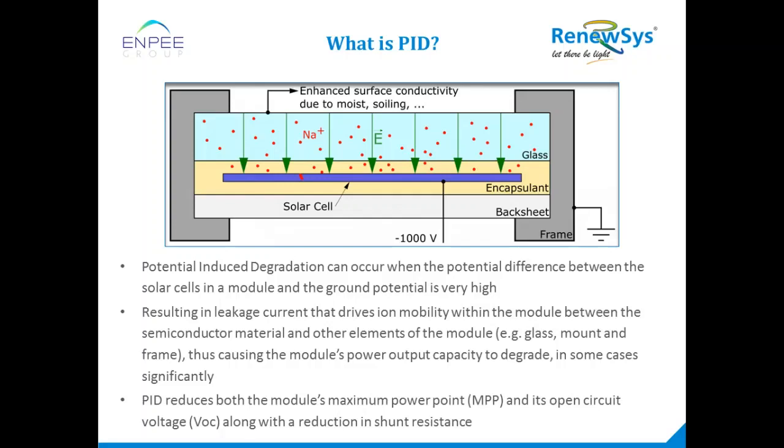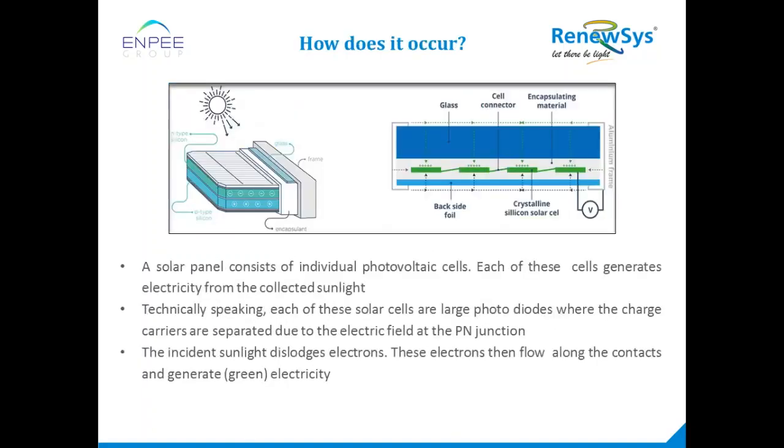So because of the strong fields between the cell and the frame, which is connected to the ground, after a certain level, if proper dielectric strength is not provided, a leakage current drives ion mobility within the module, between the semiconductor materials and other elements of the module, basically the glass which has sodium, which starts to migrate towards the surface of the solar cell. When they start moving towards the surface of the solar cell, the maximum power point at which it operates comes down. There is a drop in the open circuit voltage, and at the same time it is negatively affecting the shunt resistance. That is, the shunt resistance of a solar cell and a complete solar module is going to come down.